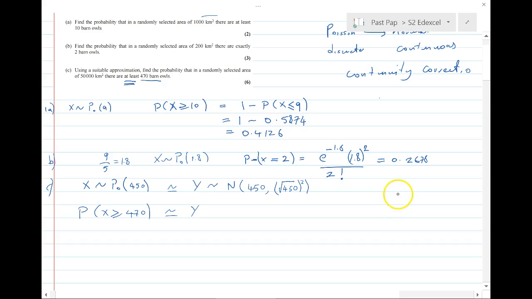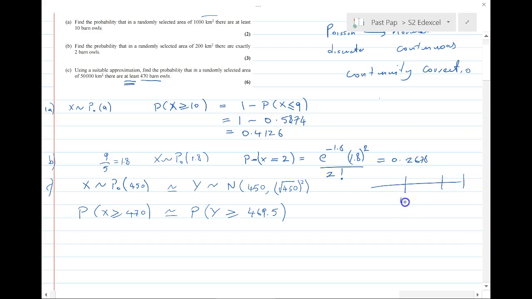Now here's where the continuity correction is. It's going to be the probability that y is greater than or equal to 469.5. So that's our continuity correction, because the way we do it, if we've got a non-strict inequality like that, that's why I always convert to that when I'm dealing with, well, any discrete distribution, to be honest.